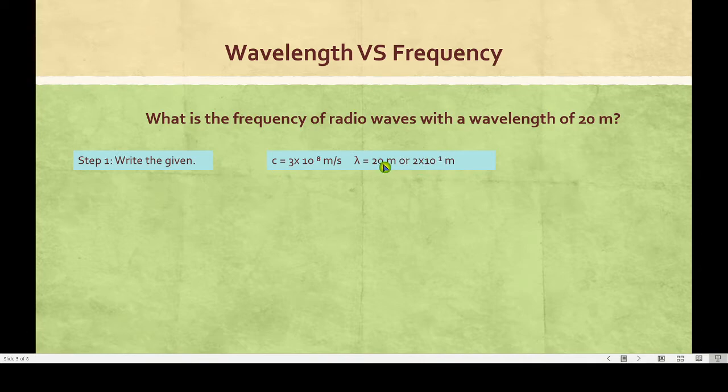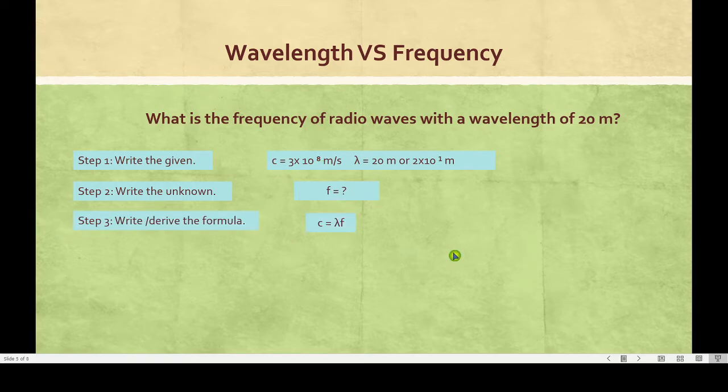And stop, you have to move it once only. Make sure that there is one digit before the decimal point, or just count the number of zeros. Since you have 1 zero, that will be 2 times 10 raised to 1 meter. So the wavelength is this value. Next, we have to write the unknown. What is being asked here is the frequency. So F is equal to question mark.